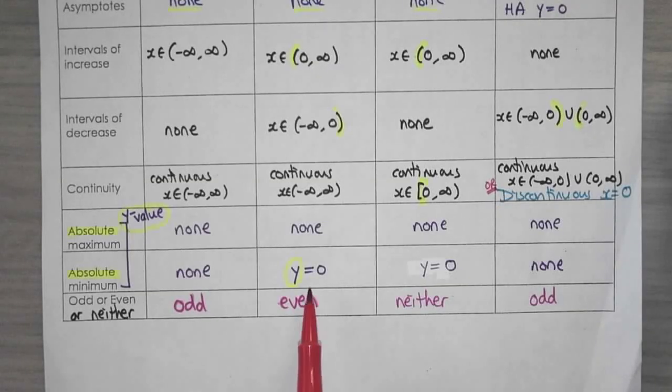Okay, so here you're going to say y equals 0 for the minimum point, when there is a minimum point, and this one y equals 0 for the minimum point. So when you can, you're giving me the value.